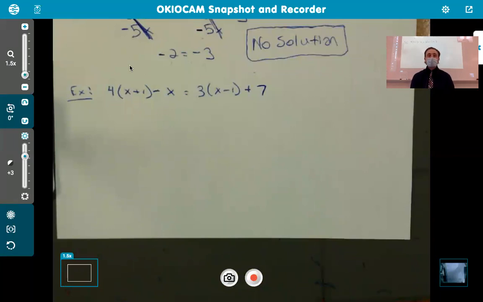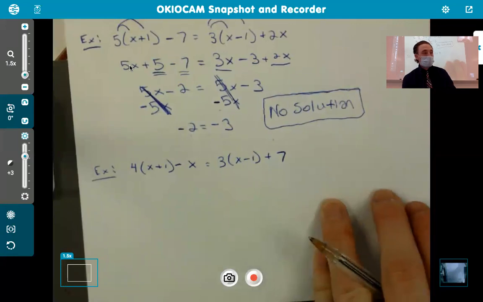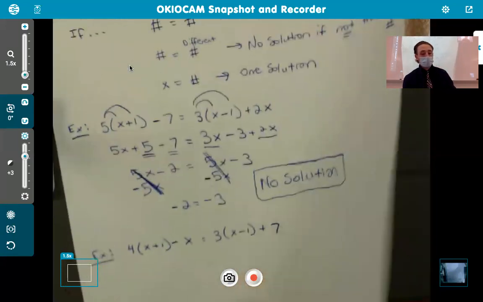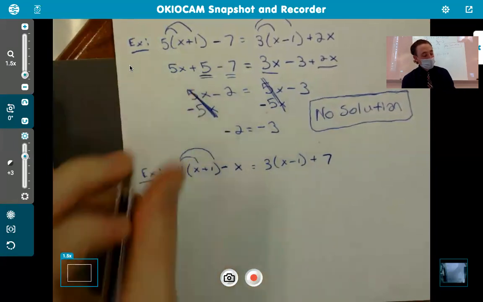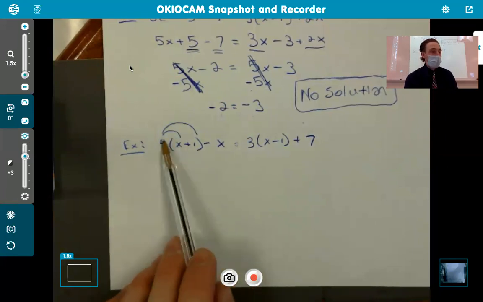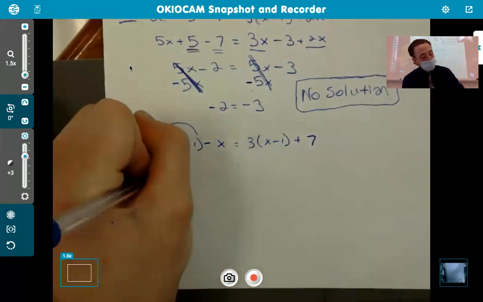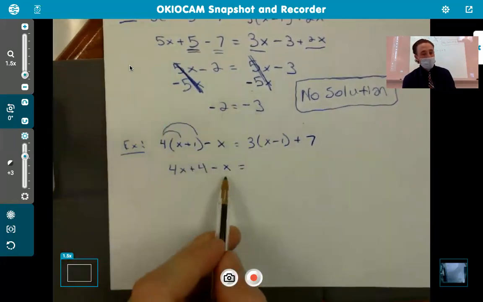All right. What should I do on the left-hand side to start? Very similar to what I did in the last example. What's that? Distribute, right? So I'm distributing what? What number? 4. Good. So just worrying about the left-hand side for now. When I distribute the 4, what's 4 times x? What's 4 times 1? And I still have that minus x on the outside, right?